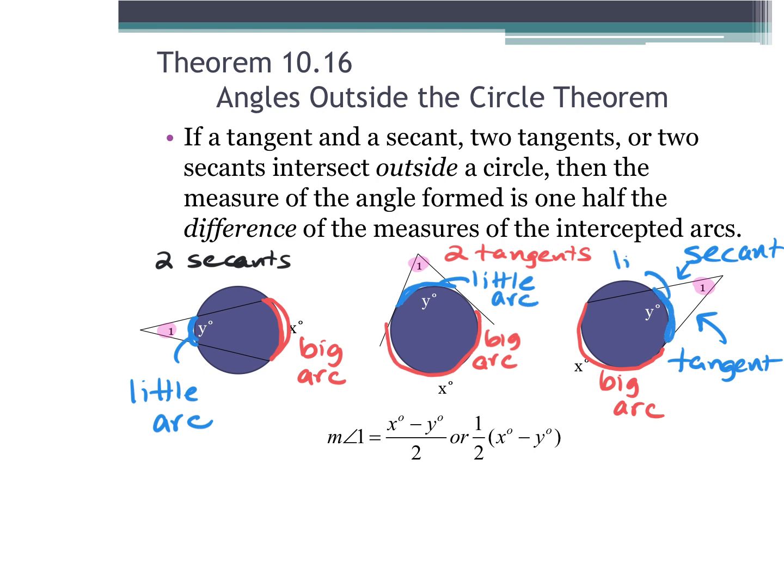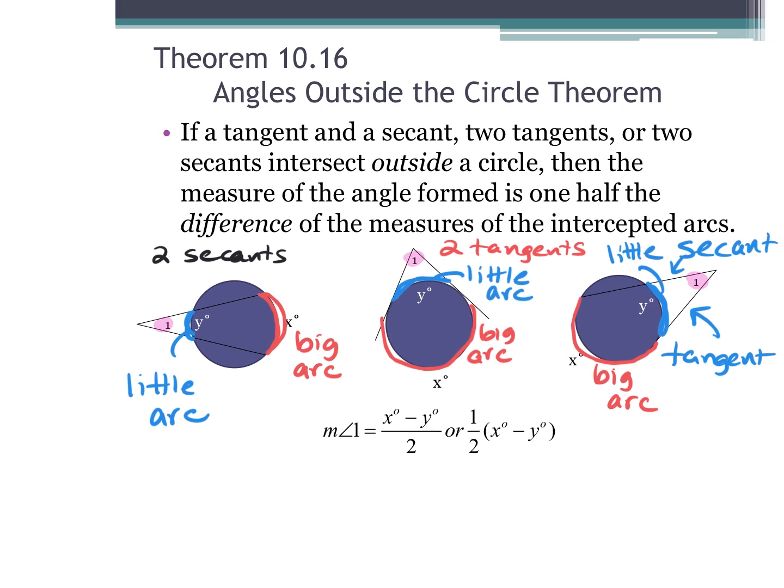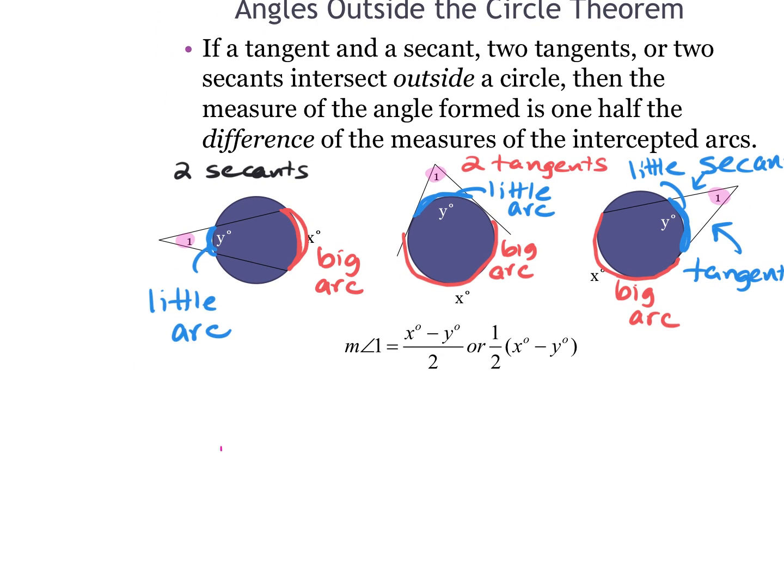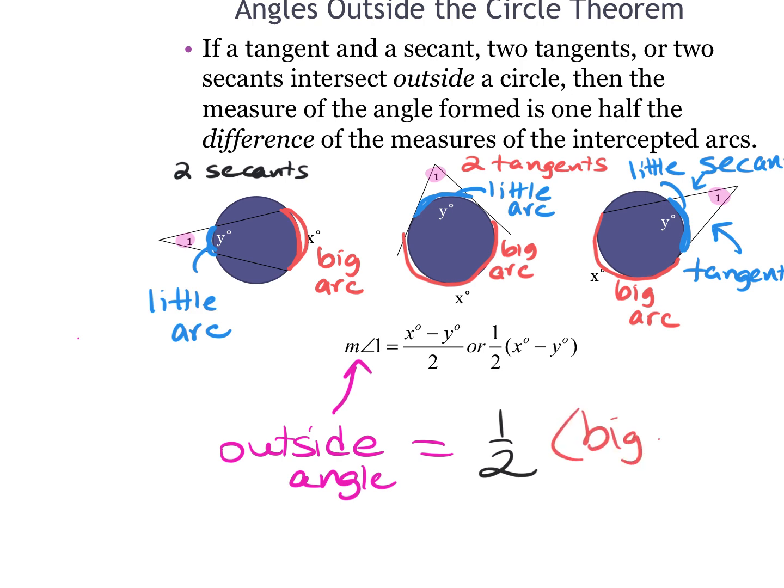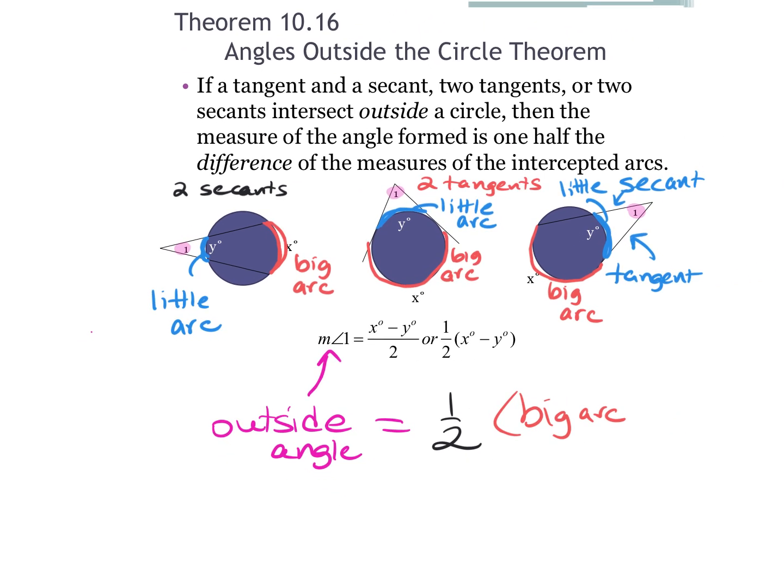And this is little. So what I'm going to do instead is I'm going to say the outside angle, which in this picture, it's angle 1, is going to equal 1/2 big arc minus little arc.